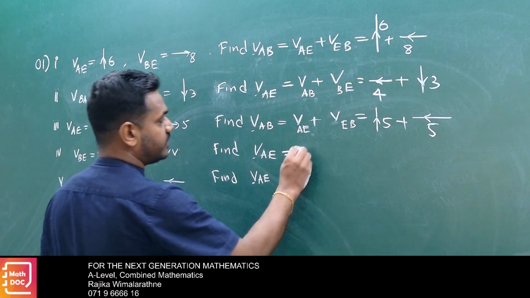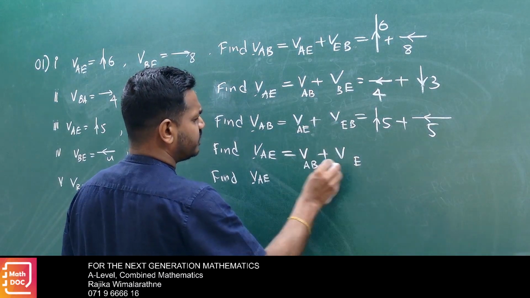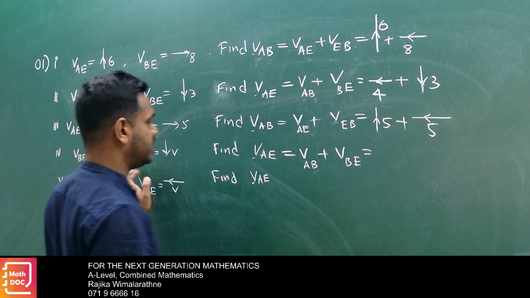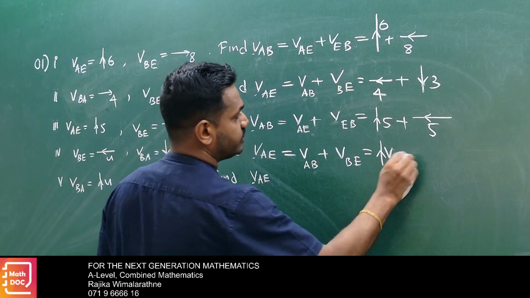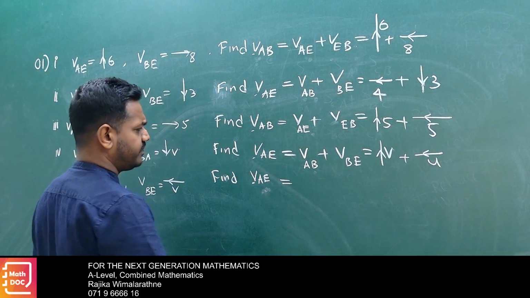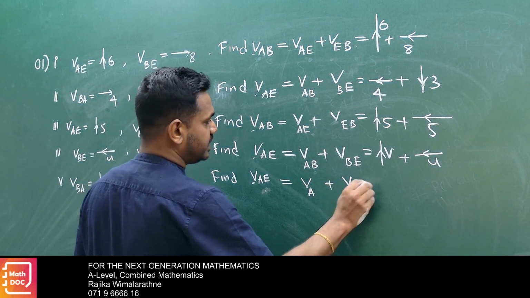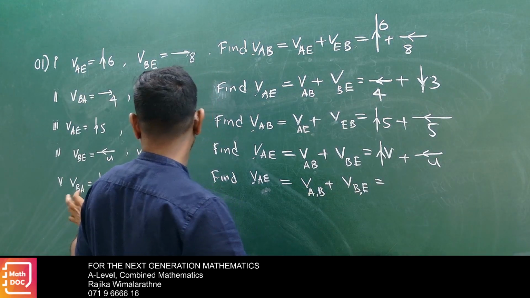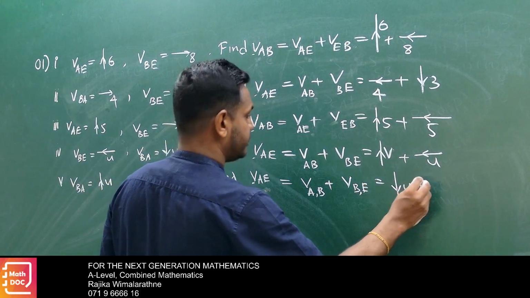Then VAE, addition of two velocities, start with A, end with E, common one put B. Then BA is given, AB means opposite direction, then BE is given, u. Then VAE, velocity sum, start with A, end with E, common B. Then BA is given, so AB is down, and BE is given, v.